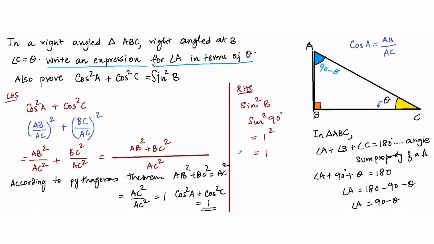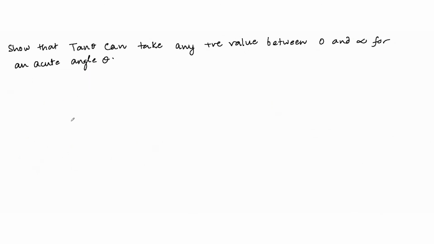So in this question, both the LHS and RHS were equal to 1, and hence we can conclude that cos square A plus cos square C is indeed equal to sine square B. So let me now move on to the next question. Okay, let's now move on to the next question.